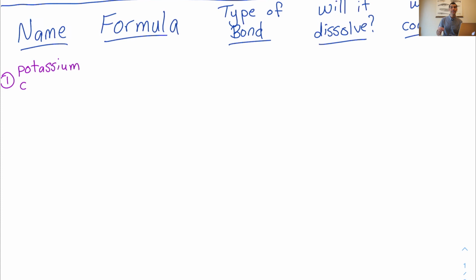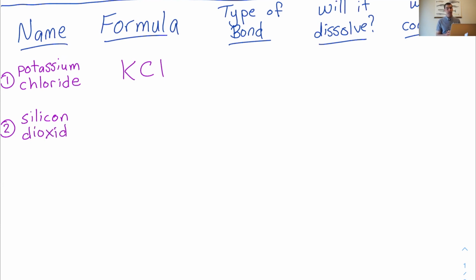Please write these out with me. Potassium chloride, KCl. Make sure you notice that K is potassium and Cl is not carbon and iodine, it's chlorine. Very commonly mixed up. Silicon dioxide is number 2, also known as quartz or glass. And silicon dioxide is SiO with a subscript of 2.